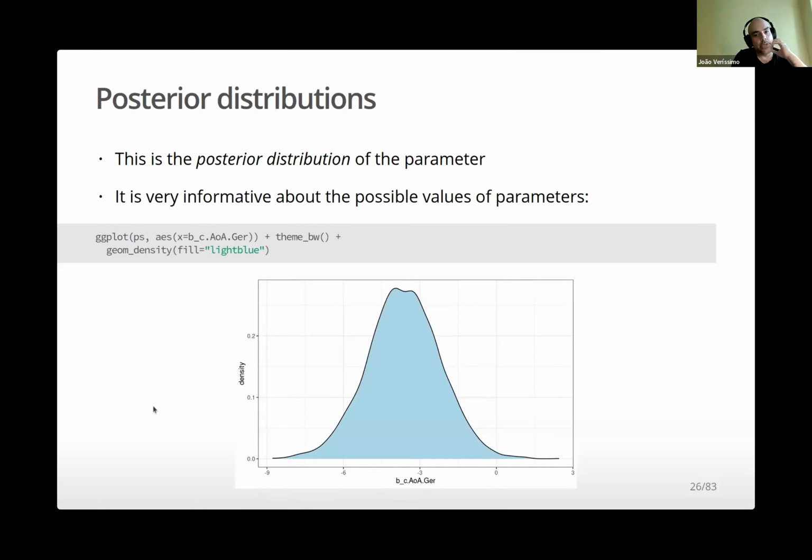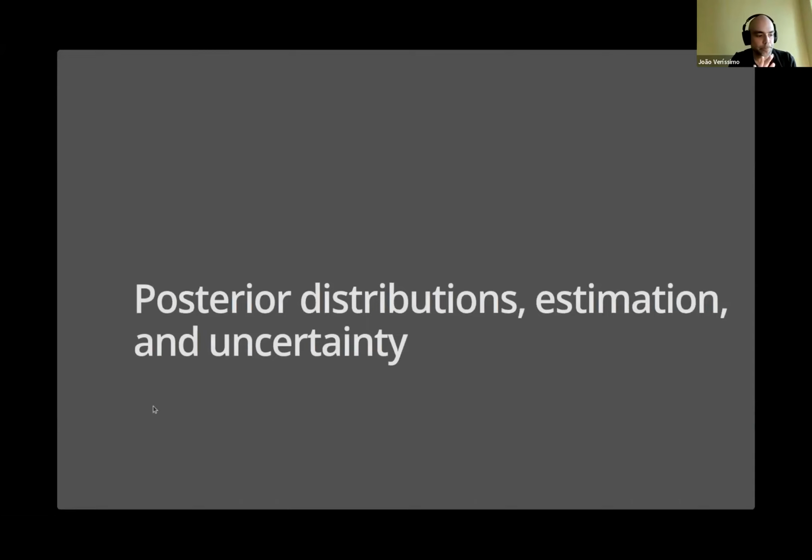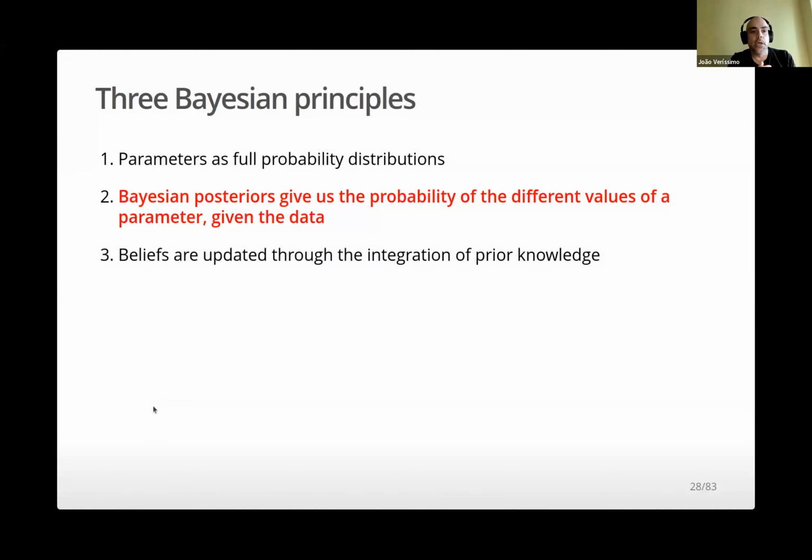So you can see that I'm interpreting this distribution as probabilities of the true effect. I'm doing statistical inference to try and go beyond my sample and to get some inkling of what this true effect out there in the population looks like. And I'm straightforwardly interpreting this as probabilities of the true effect. This is a huge advantage of Bayesian statistics. It's a conceptual advantage, one that we often don't think about, but it's one of the best advantages of Bayesian statistics, which is that Bayesian posteriors give us the probability of the different values of a parameter given the data. How does this differ from frequentist statistics?